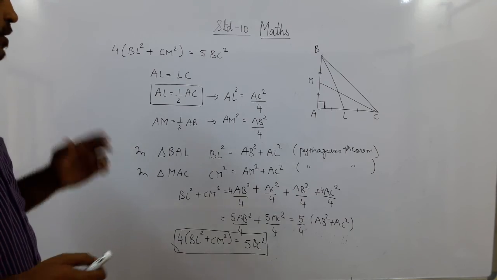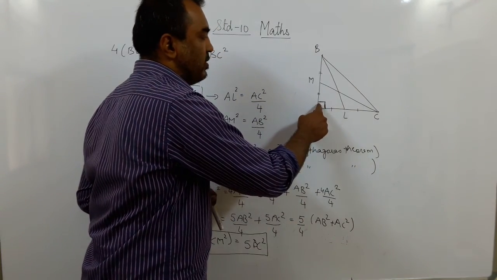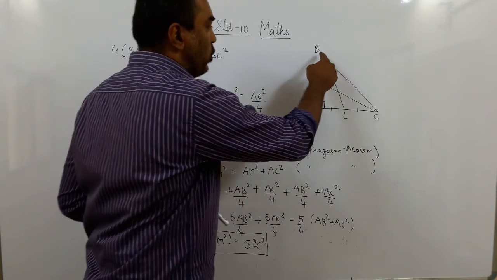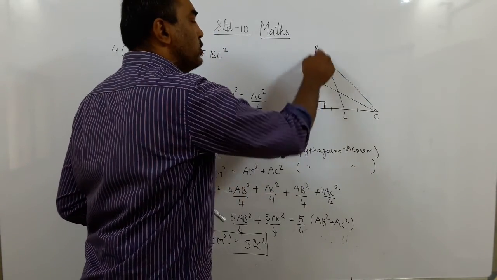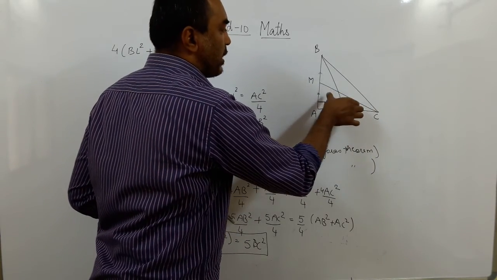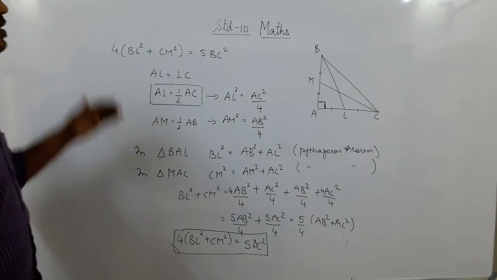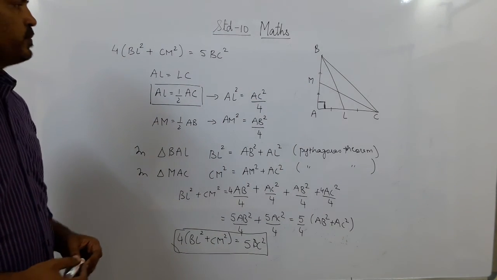Now what did I do here? How to make use of this theorem? We were given BAC is a right angle. But when I draw the medians, I got BAL also a right angle. So I can use the Pythagoras theorem. MAC is also a right angle. I can use the Pythagoras theorem. And BAC also. So using the Pythagoras theorem, we have proved this sum.